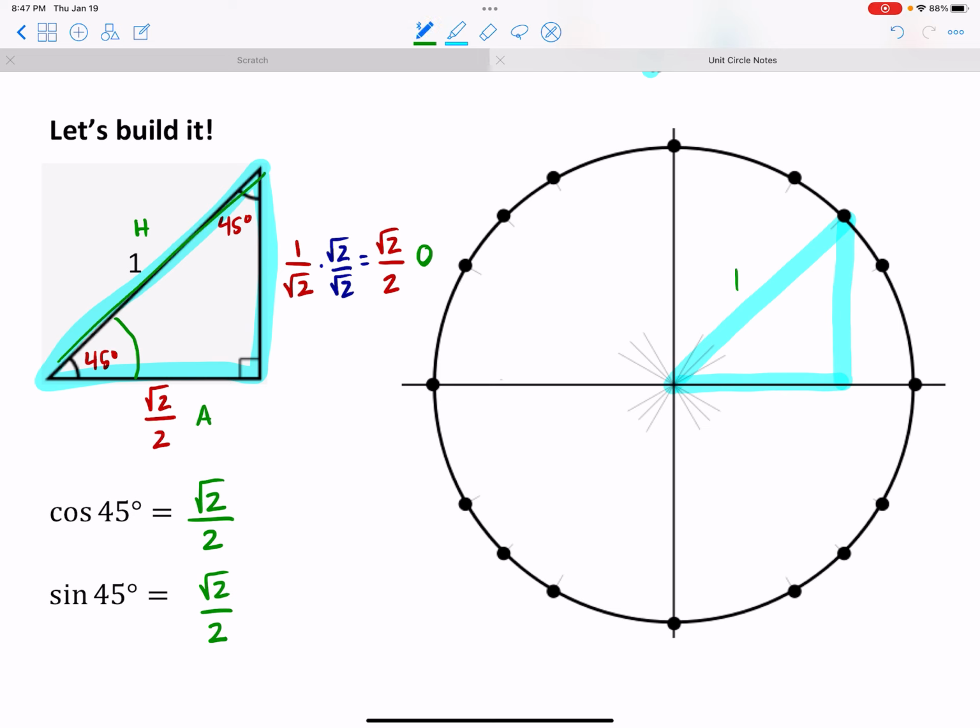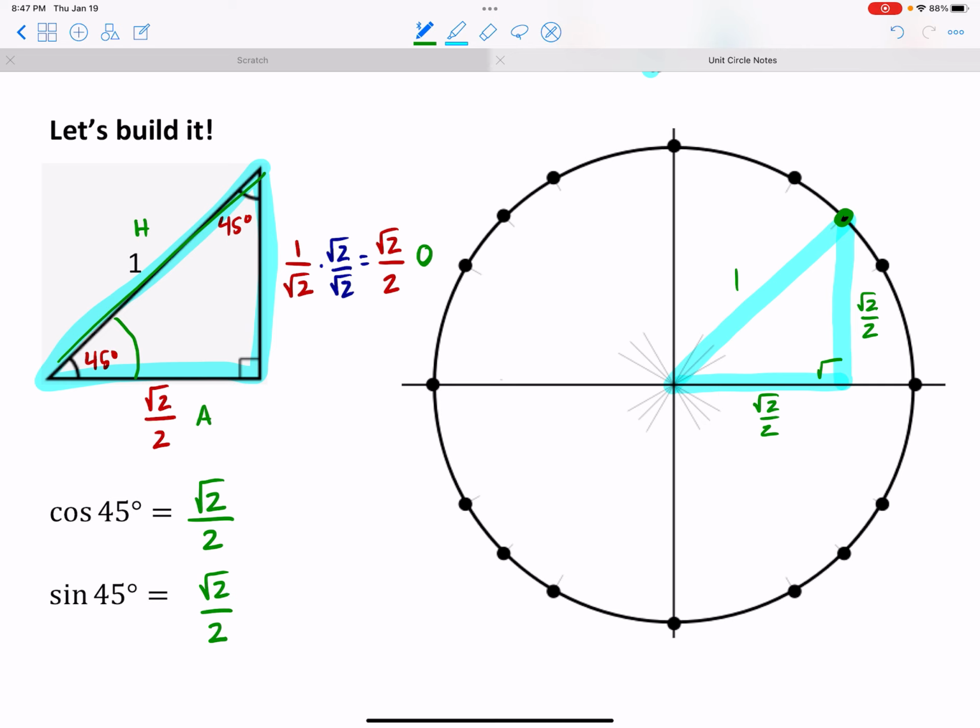Same exact triangle. So we had a hypotenuse of 1, right? That's this length here is 1. And this side was a radical 2 over 2. And then this side is a radical 2 over 2. And here's our 90-degree angle. So same triangle, just translated over. Now what happens when I translate this over is this corner of the triangle intersects the unit circle.